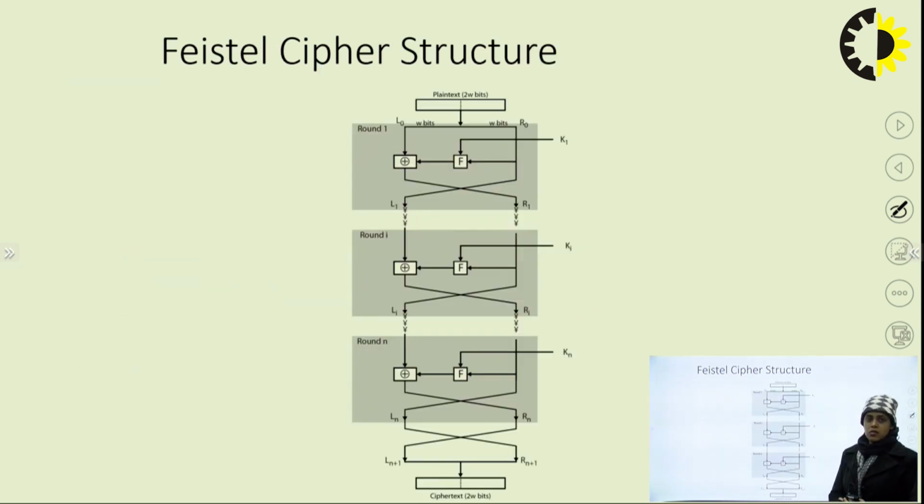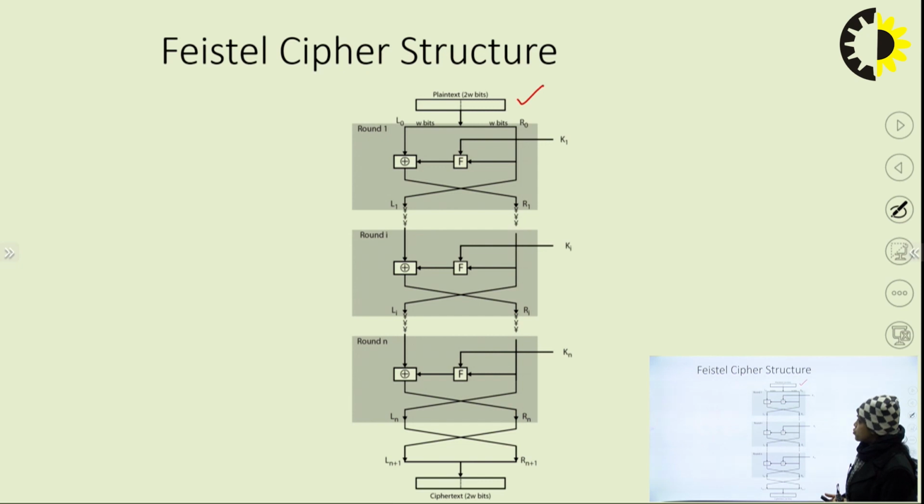So this is the actual structure of how the Feistel cipher is implemented. You can see in the beginning we have the information which we want to send on the open network, so we call it the plain text. Initially, I am writing it as 2W bits because, as I have already told you, we are going to divide it into two halves and then process it.